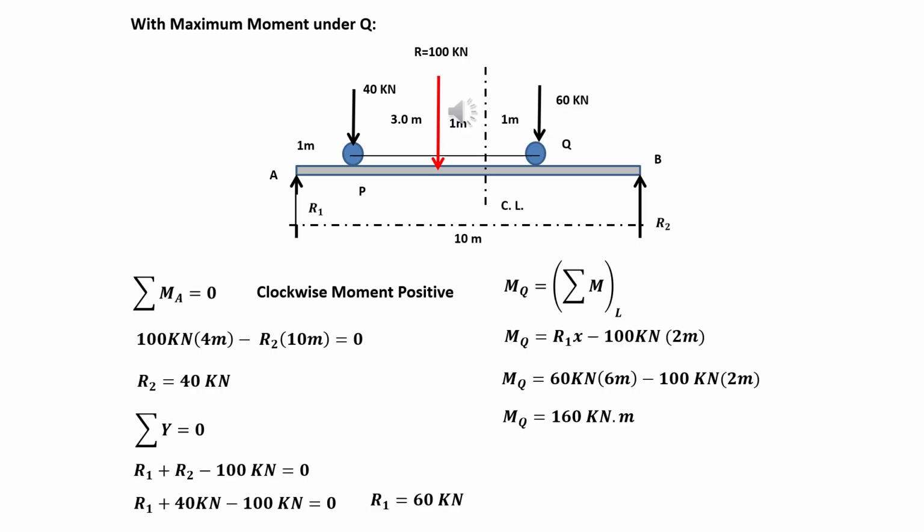If we try to recall, our moment at point P is 122.5 kilonewton meter, while our moment at point Q, as we can see now, is 160 kilonewton meter. That is why we can conclude that the maximum moment is 160 kilonewton meter, because 160 is greater than 122.5. Thus, our maximum moment is 160 kilonewton meter.